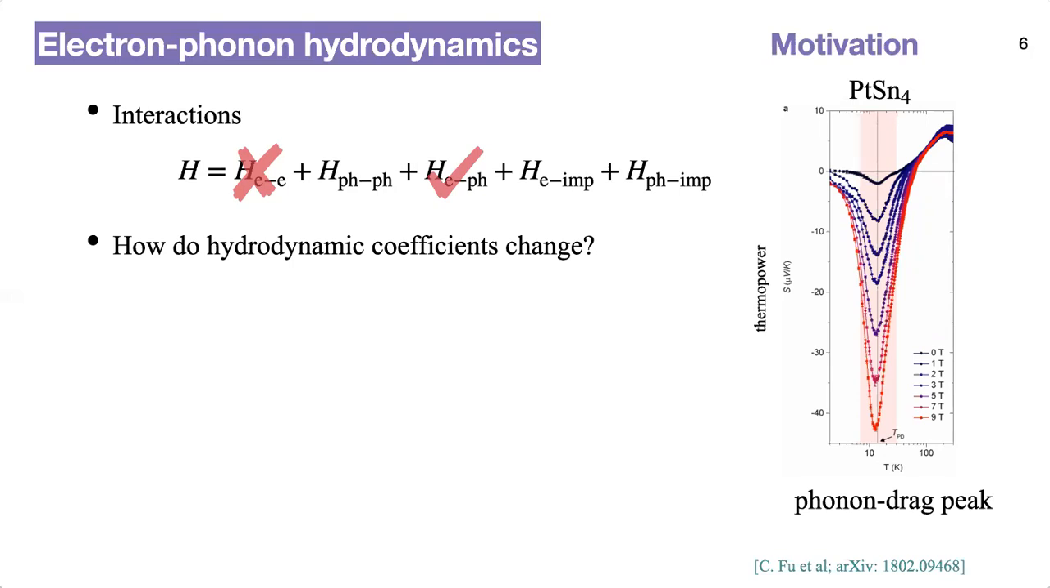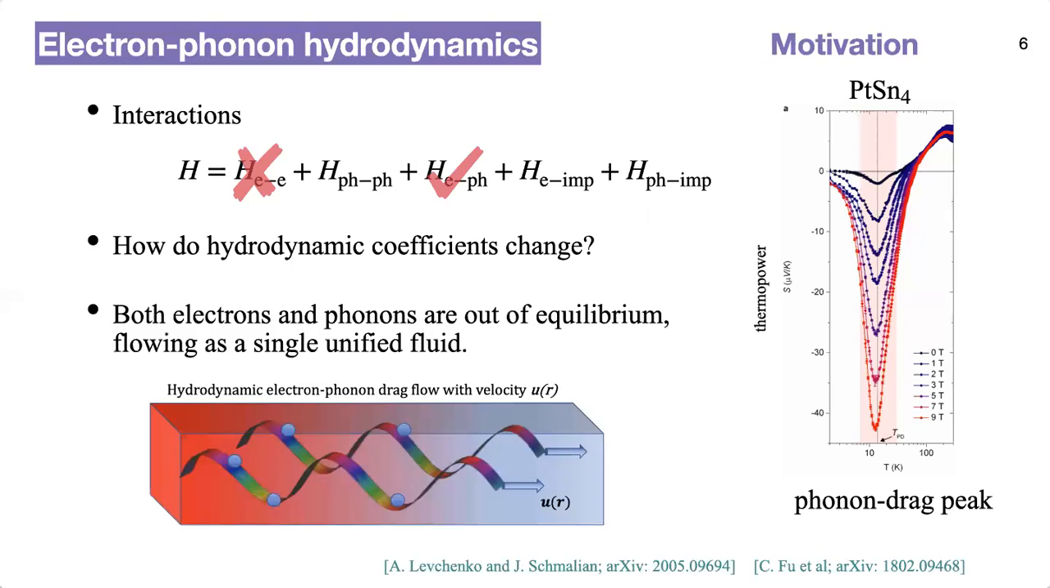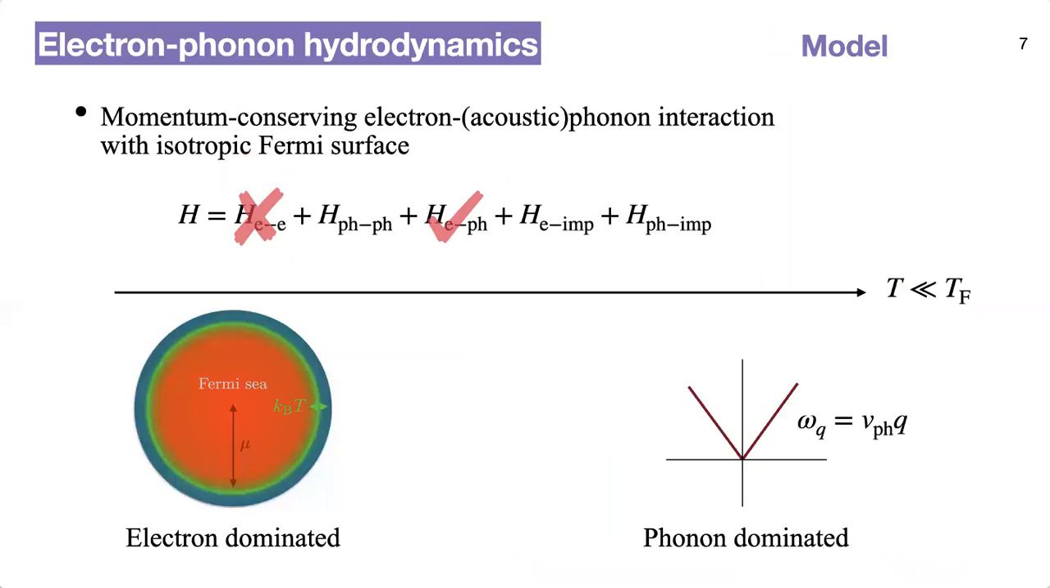So before answering this question, I would give you a big picture of the physics in that region. Since the momentum of the electrons and the phonons as a whole cannot be relaxed, but the momentum can be exchanged between electrons and phonons, we expect that the electrons and phonons would flow as a single unified fluid.